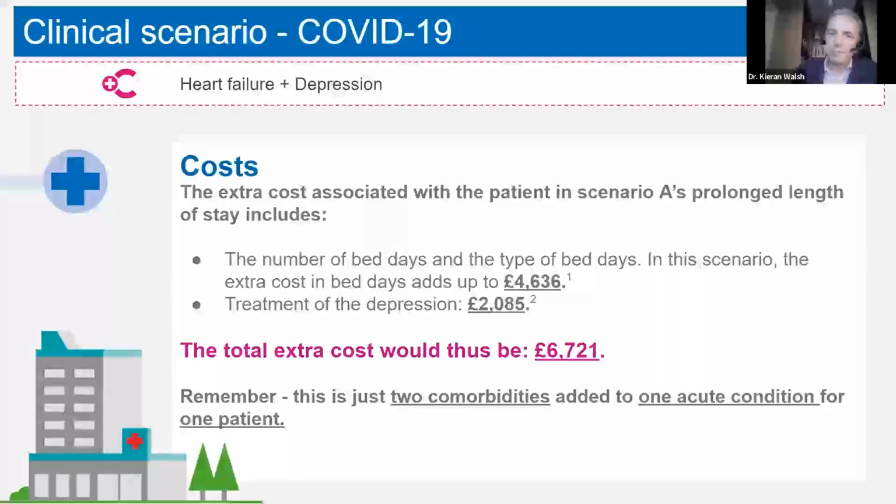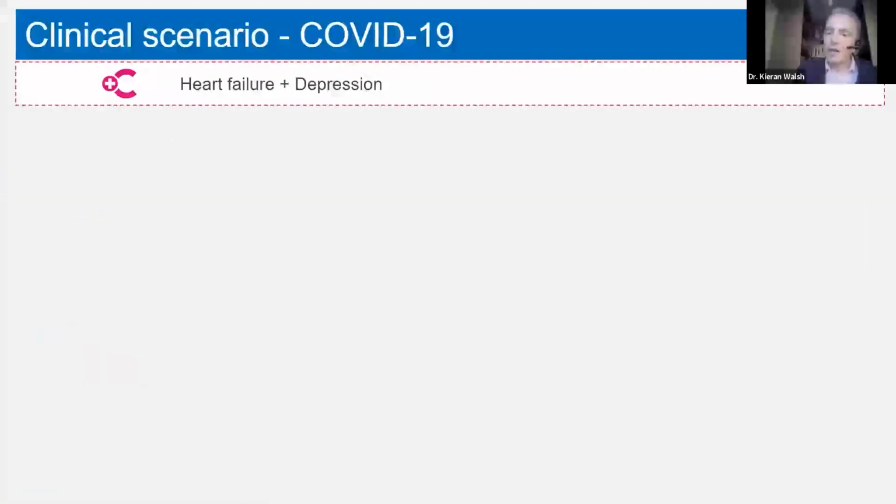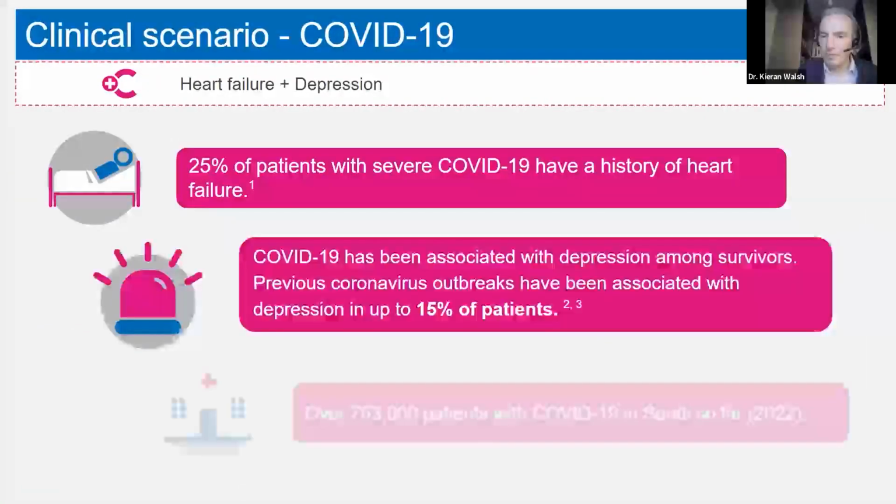And from the hospital perspective, there has been poor quality of care and increased costs. The increased costs relate to the number of bed days and the type of bed days. And we know that these add up, and we should remember that this is just two comorbidities added to one acute condition.